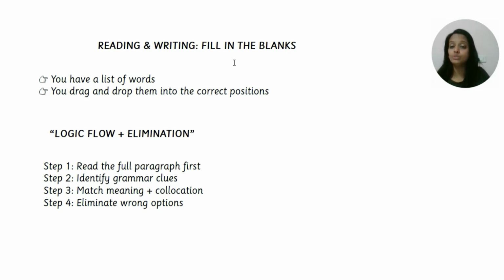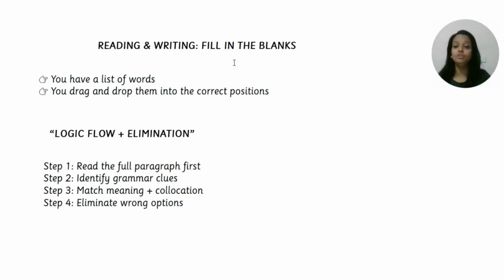Got it? And the next one is elimination. What does it mean? After understanding the logic flow, you remove the wrong answers one by one. This is important because in this task, some words may look possible if you look too quickly, but once you test them against meaning, grammar, collocation, they fail. Now, logic flow tells you what kind of answer is needed, and elimination helps you prove which option actually fits. So, without logic flow, elimination becomes random. That's why this strategy is logic flow plus elimination.